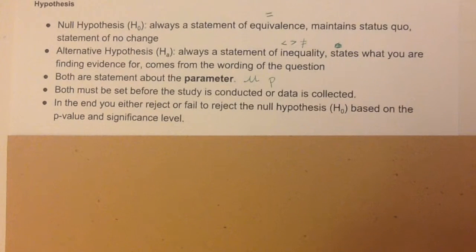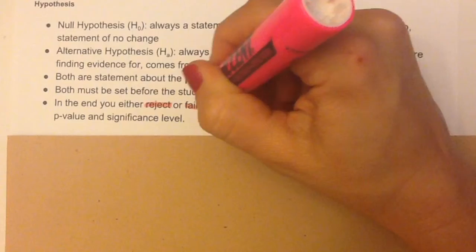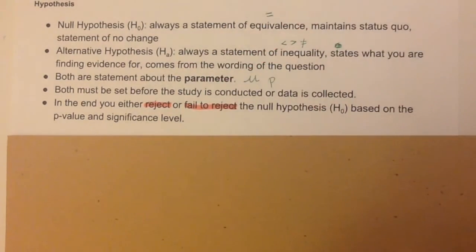In the end, you either reject or you fail to reject the null hypothesis based on the p-value and significance level. So our statement at the very end is always a conclusion statement, and it will always either reject or it will fail to reject. That's the language that you must use. You can never say that you accept an alternative hypothesis. We either reject or we fail to reject the null. Your conclusion statement is always regarding the null hypothesis. It is never about the alternative.